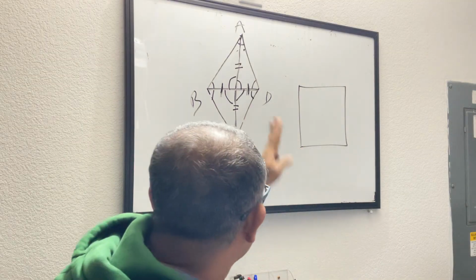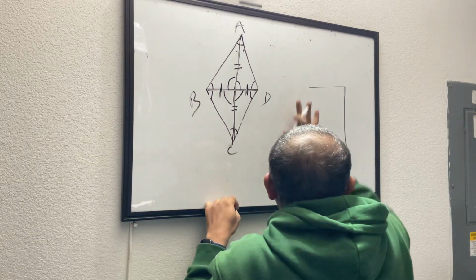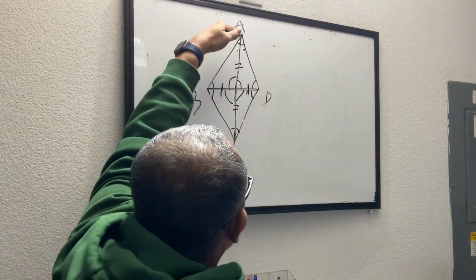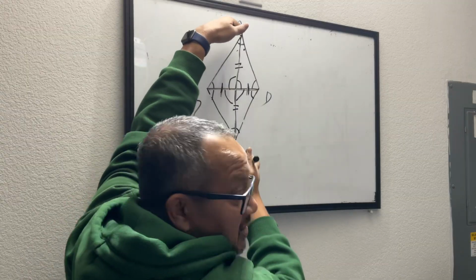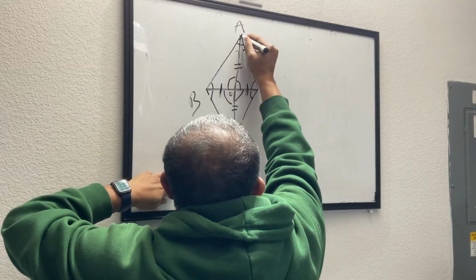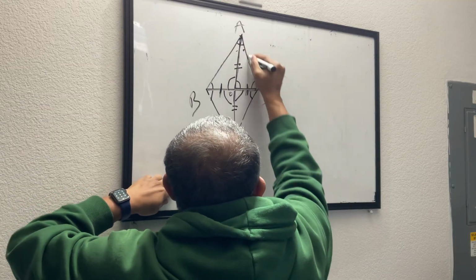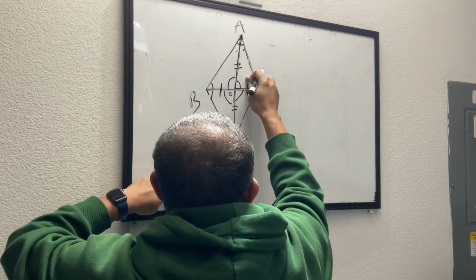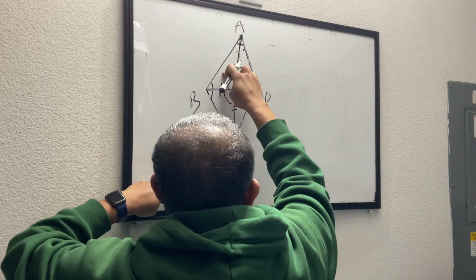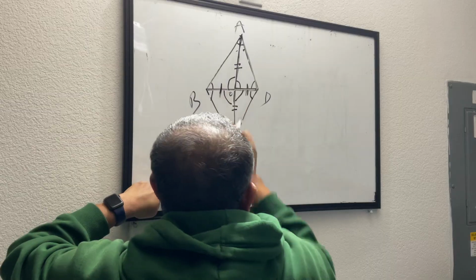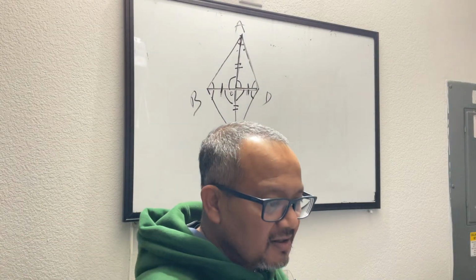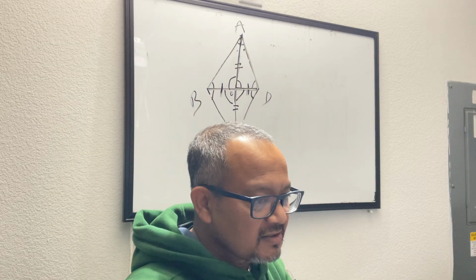Now that plays an important role. This property, if you know about a rhombus, the diagonals are perpendicular bisectors of each other. What that means is this triangle that you see, this triangle and this triangle are going to be congruent. This triangle is going to be congruent. This triangle is going to be congruent. This triangle is going to be congruent as well. Does it make sense?